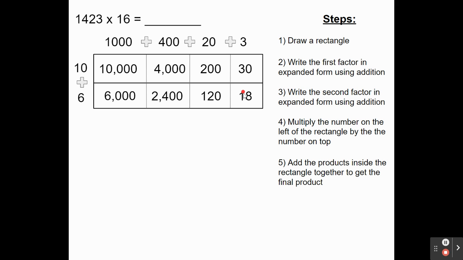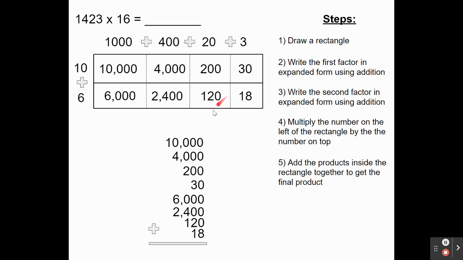Finally, let's add the products inside each of the smaller rectangles together to find the total product. So we're going to add 10,000 plus 4,000 plus 200 plus 30 plus 6,000 plus 2,400 plus 120 plus 18. There are a lot of numbers here that we're adding, so make sure we're lining up the place values correctly. Let's start by adding the ones place. We have all these zeros plus 8, which is 8.